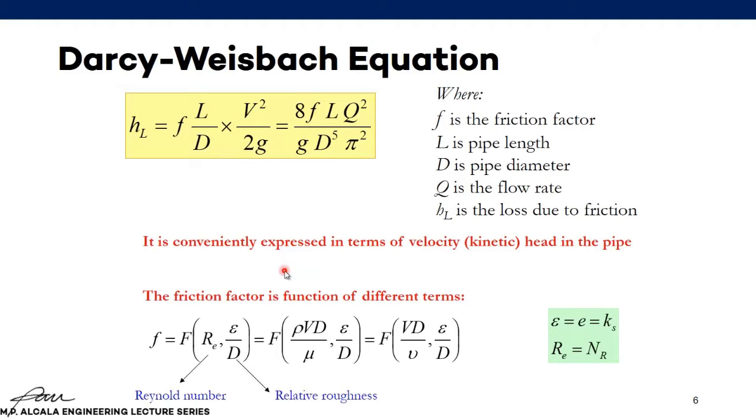The very basic equation is the Darcy-Weisbach, which is the most commonly used equation for head losses. Okay? It's a function of your friction factor, your length, your diameter, your velocity, and the constant of acceleration due to gravity. And the friction factor is a function of your Reynolds number and relative roughness.